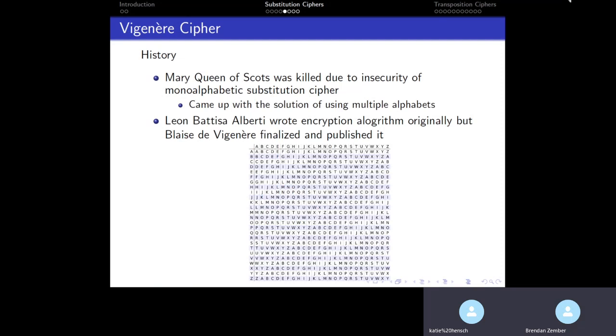In the late 1500s, Mary Queen of Scots was killed for treason because her cipher was broken by the government. As a result, the idea of using multiple alphabets was conceived in order to ensure security. Hence, the Vigenère cipher is the first polyalphabetic substitution cipher. The credit for the cipher was given to Blaise de Vigenère, although the first known person to write about this idea was polymath Leon Battista Alberti in the 1400s.